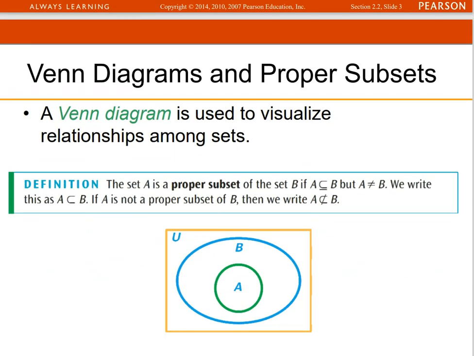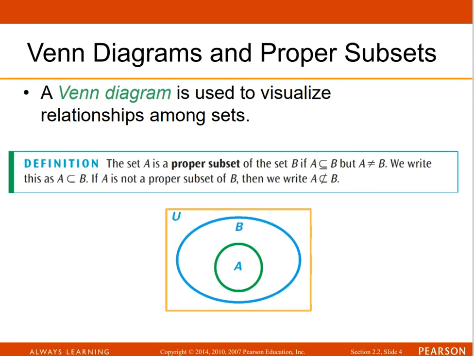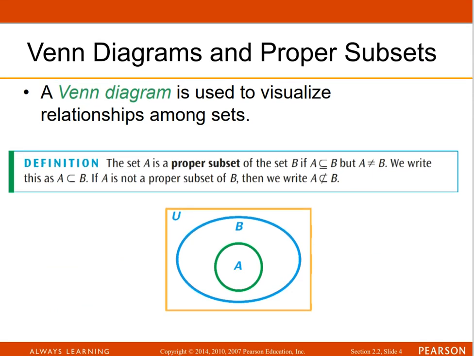All right, now Venn diagrams and proper subsets. A Venn diagram basically is like a bunch of circles or ovals, and they put them inside of a rectangle or a square. The rectangle represents the universal set, which I think I explained in the first section. It's all of the elements that you're going to consider for this particular problem, and the universal set can change from problem to problem.